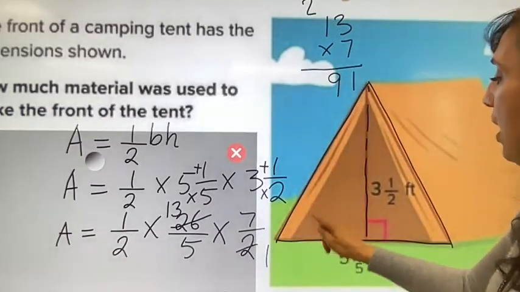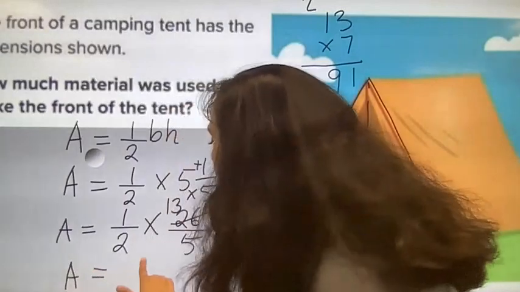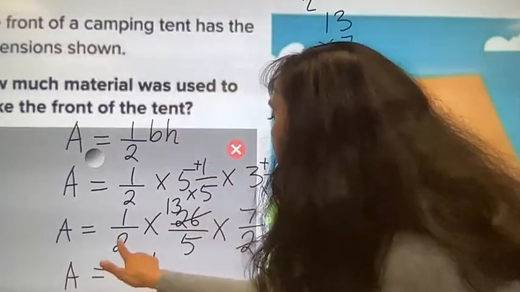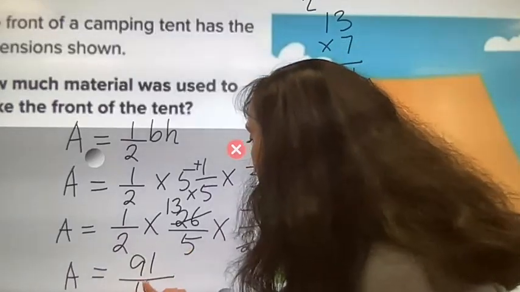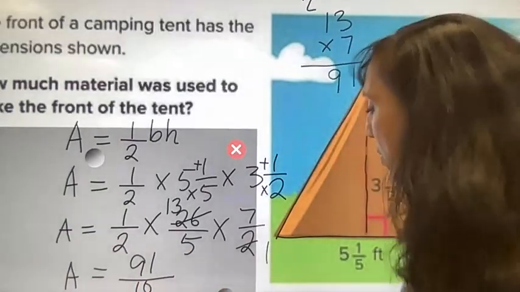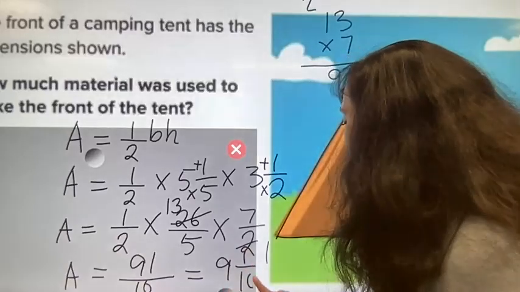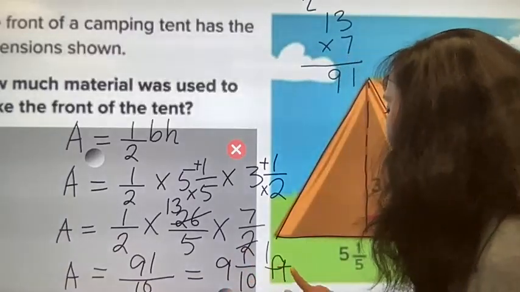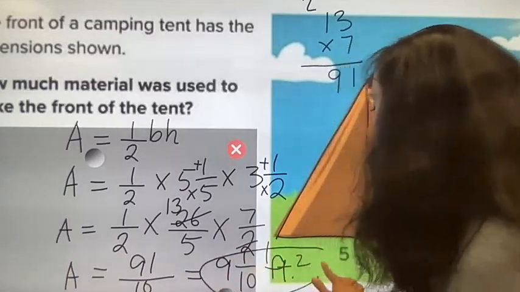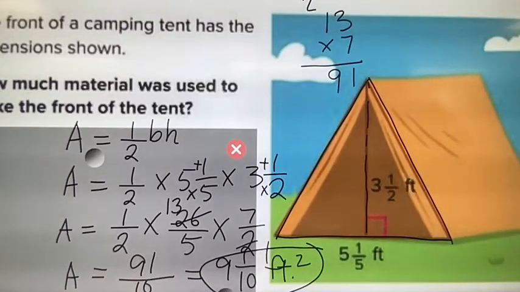So therefore, I get over here, area is 91 over 2 times 5 is 10. And that gives me back to a mixed number. I'm going to get 9 1/10 square feet. And so this is my answer. 9 1/10 square feet. Okay?